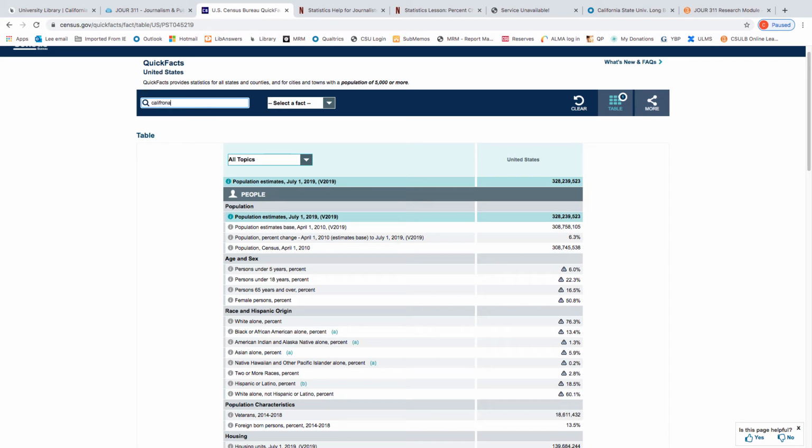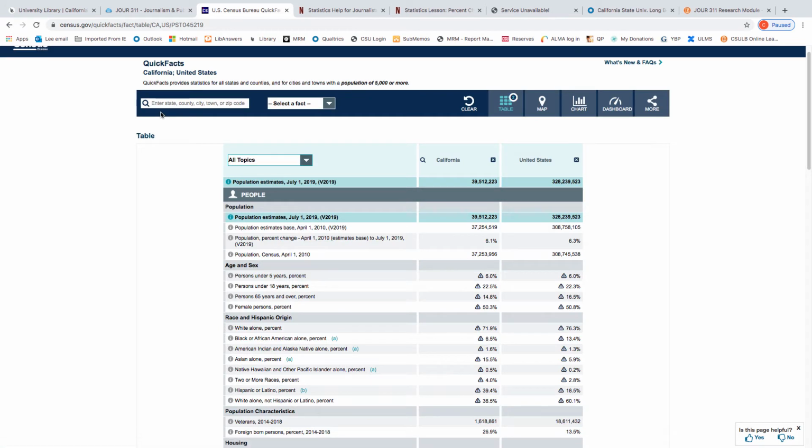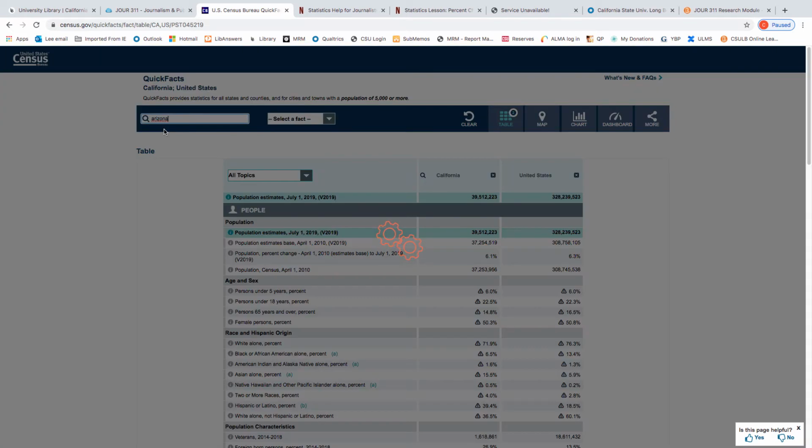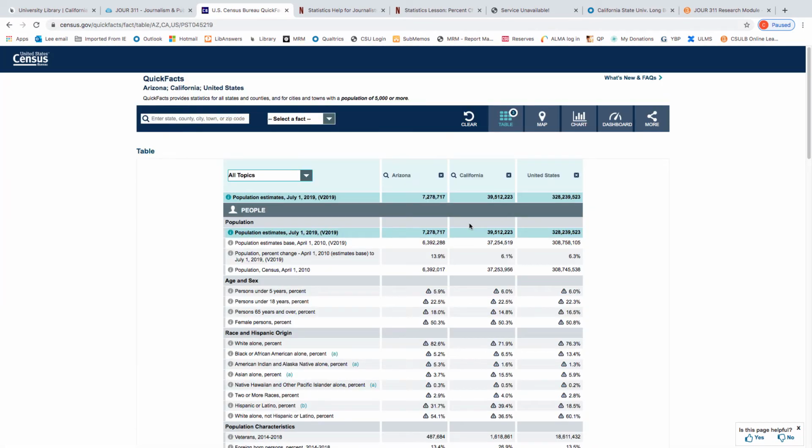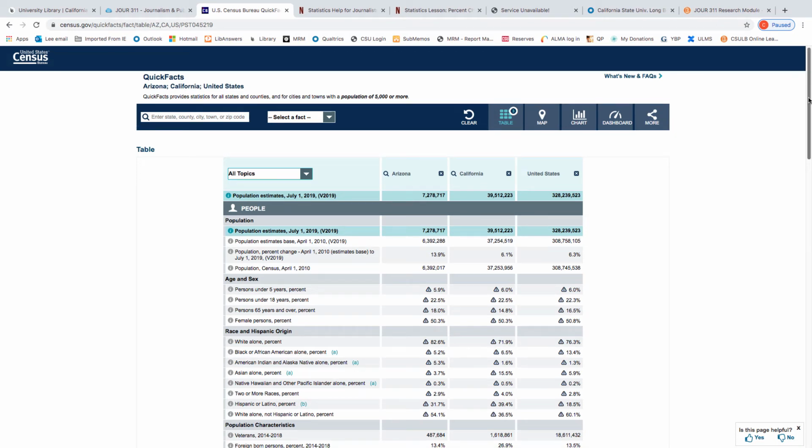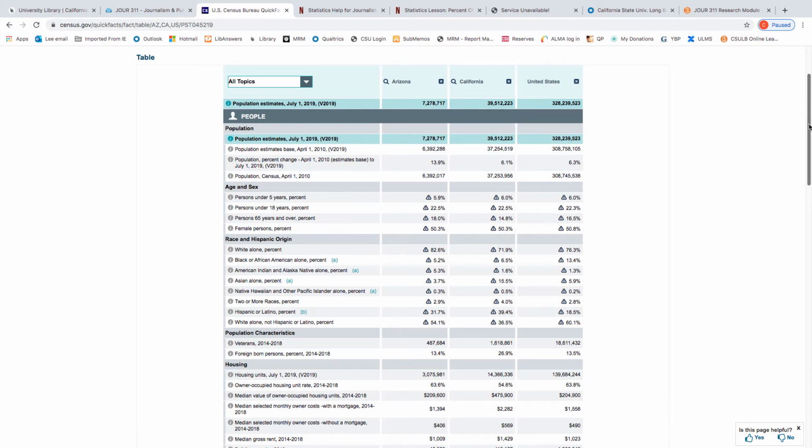In this case, we're going to put in California. And we want the whole state. And then we're going to put in Arizona. And now you can see we're going to have the U.S. demographics, the California demographics, and the Arizona demographics. You could do that with 2 cities in a state. You could do it in 2 counties in a state. It all works the same way.